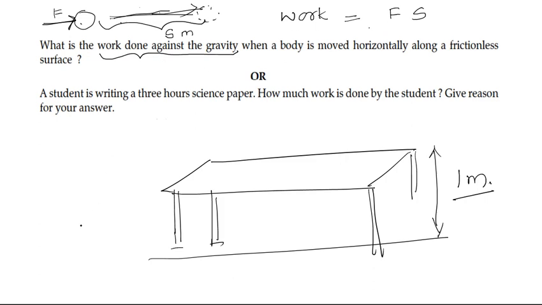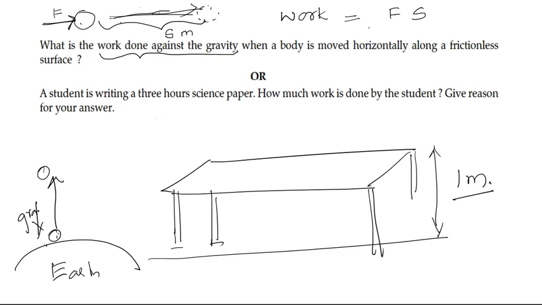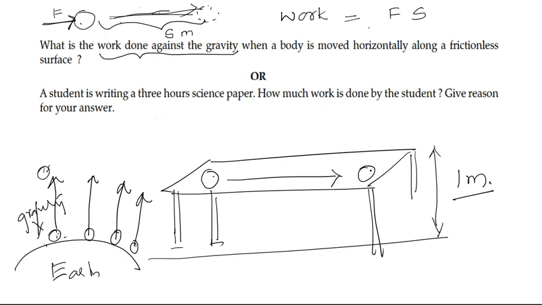And what do you mean by work done against gravity? Suppose this is the earth, and there is a ball here, and you have picked this ball up. The ball has gone here. Now you have done work against gravity, because there is already gravity, a force of attraction from the earth. Against that gravity you have applied a force and taken this ball up. So every time you lift an object from the surface of the earth, you are doing work against gravity. Now in this case, the body is moved horizontally from here to here. Some work is done, but work is not done against gravity. Why? There is no change in the height. We have not lifted it above.